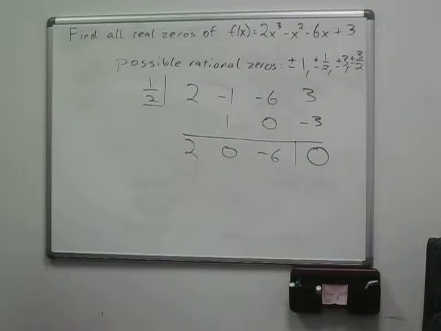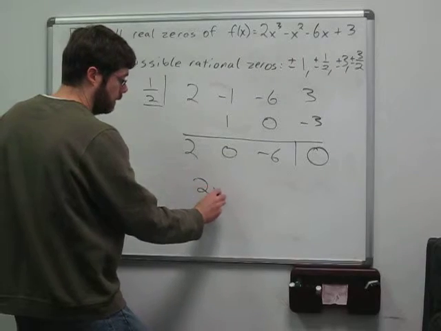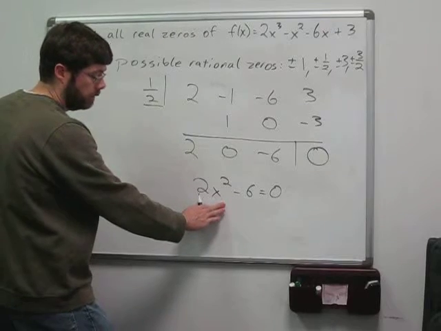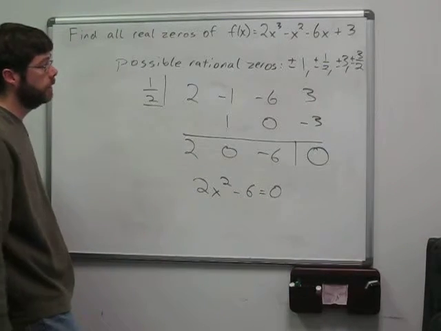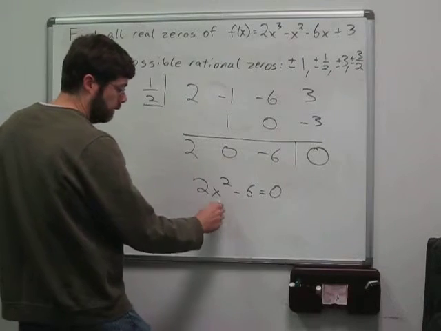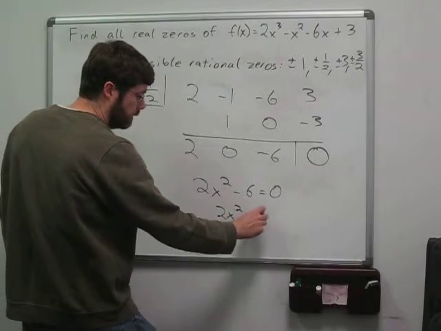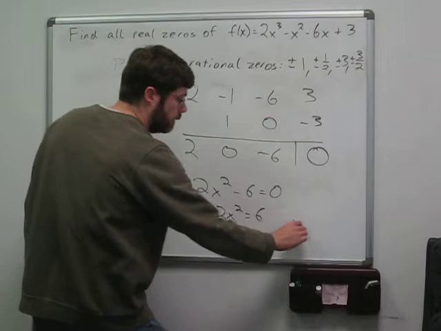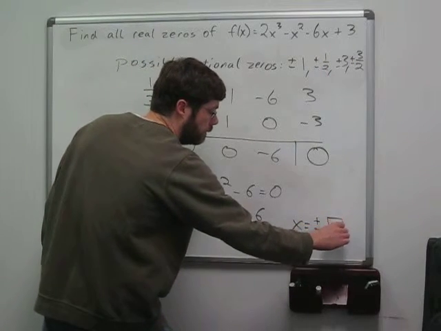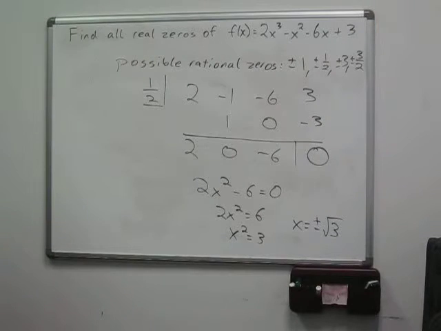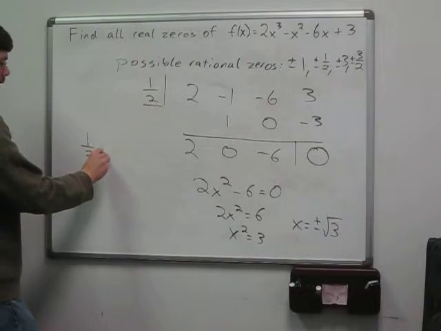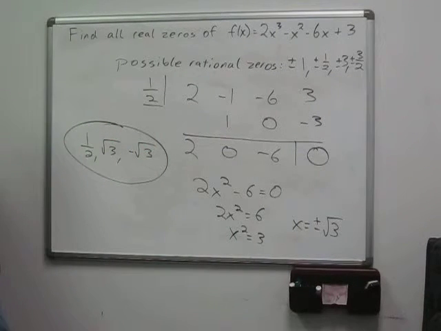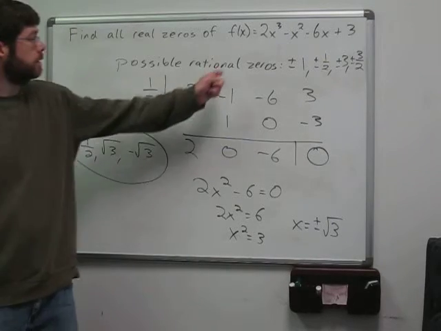All the other zeros must come from the quotient. 2x squared minus 6 is our quotient. Set it equal to 0 to find the other real zeros. Here, this is easy enough. Move the 6 over, divide by 2. The other 2 zeros are plus or minus radical 3. So we have 1/2, positive radical 3, and negative radical 3. These are the 3 real zeros for this polynomial.